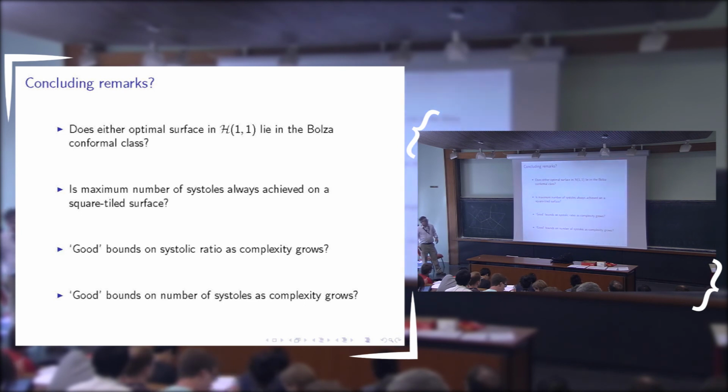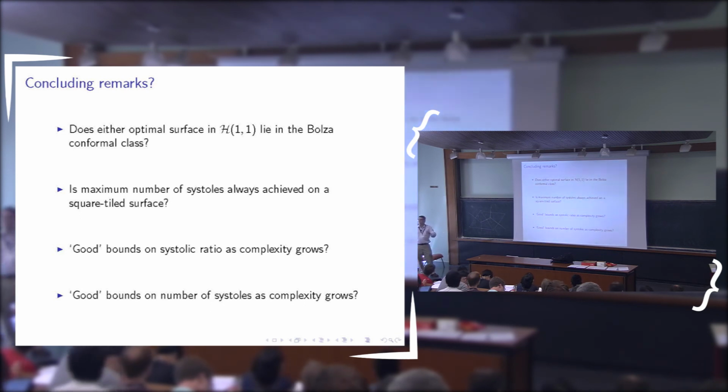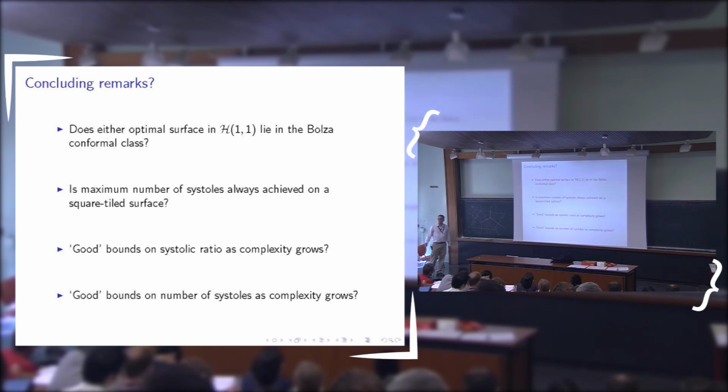And then, in deference to Hugo and many people who think about these things, what about as the complexity grows in the stratum? You get more zeros, higher genus. Can you get bounds on what the systolic ratio is, or on the number of systoles? Are there a lot in the hyperbolic surface world? There's a lot of work on this. Okay, I'm done. Thanks.